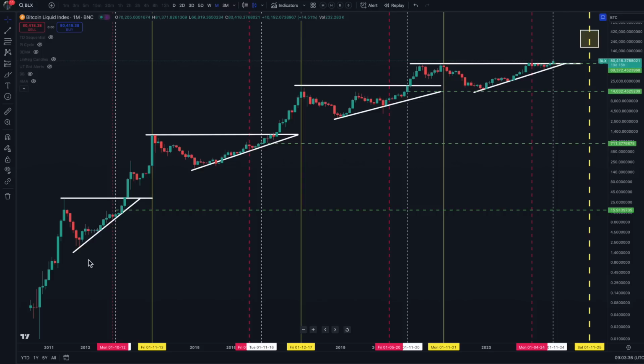And as per usual, we'll have a look at what's going on in the news, what's happening in the wider markets, and also the 60-day cycle to show exactly where Bitcoin may well be heading in the near term, in the next few days and weeks.